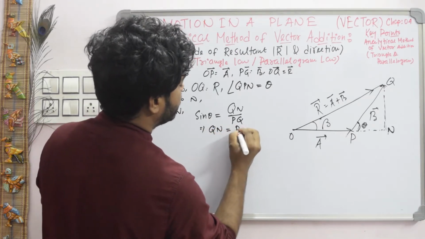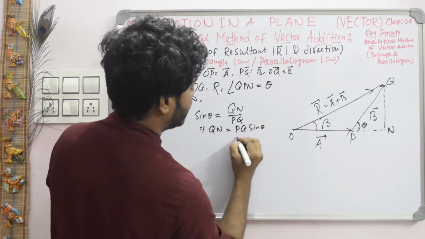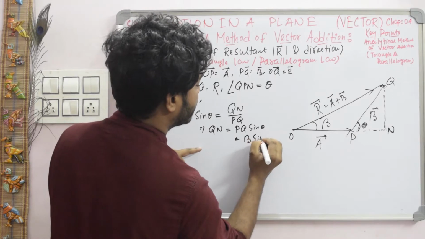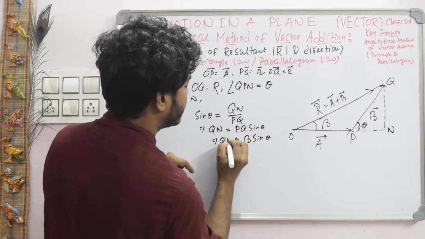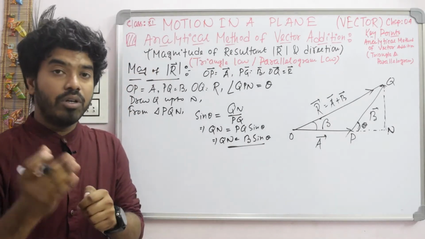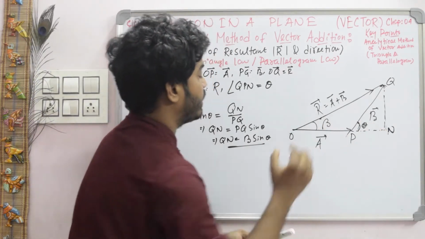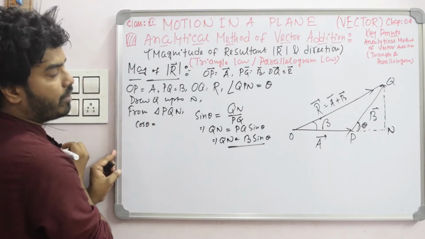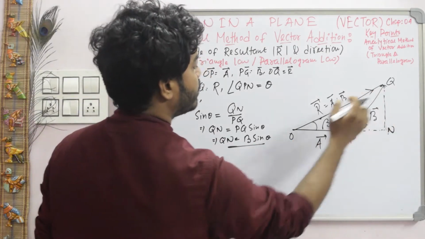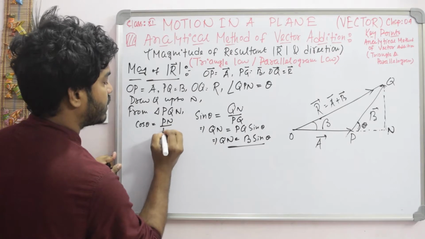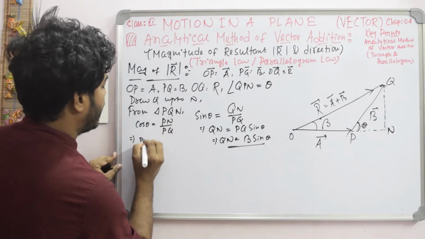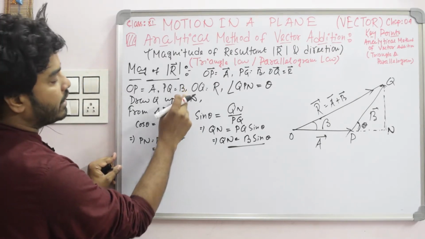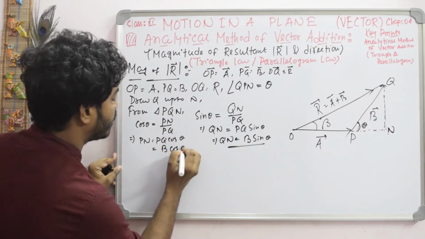QN is equal to PQ sine theta. Write down. PQ is B, so QN is B sine theta. Now the other part: what is the value of PN? From this triangle, what will cos theta be? Cos theta is base by hypotenuse. The base is PN and the hypotenuse is PQ. So PN is equal to PQ cos theta, and PQ is equal to B. So this value gives B cos theta.